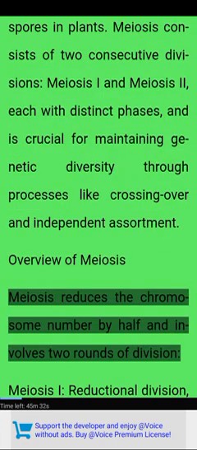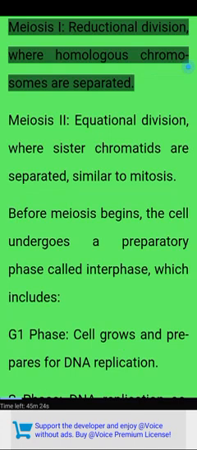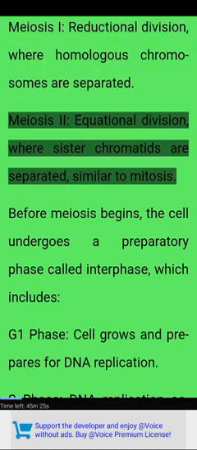Overview of meiosis. Meiosis reduces the chromosome number by half and involves 2 rounds of division. Meiosis I, reductional division, where homologous chromosomes are separated. Meiosis II, equational division, where sister chromatids are separated, similar to mitosis.